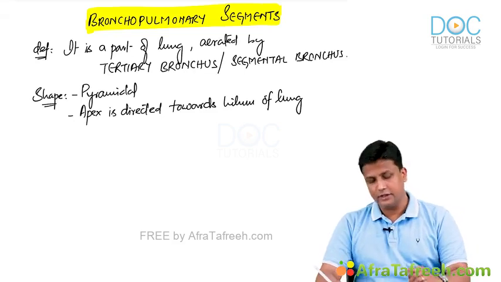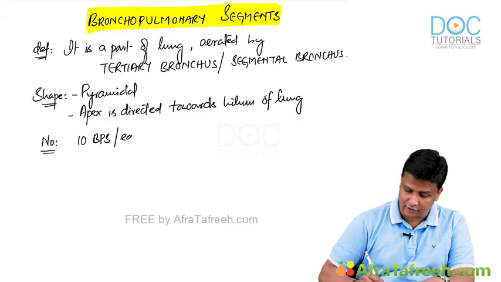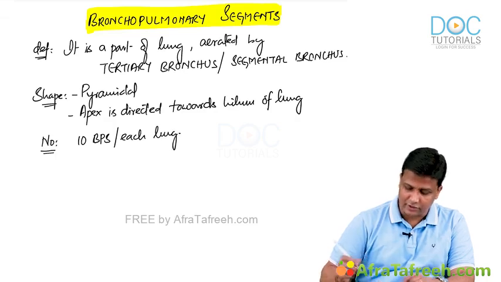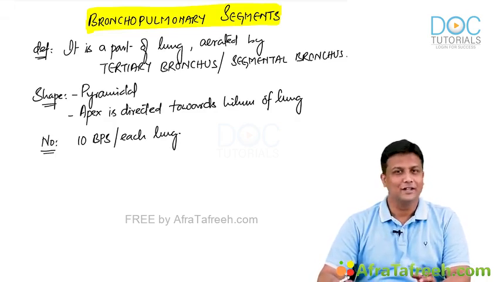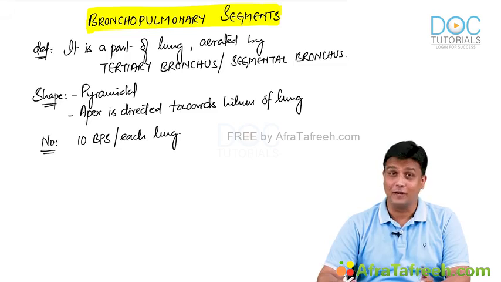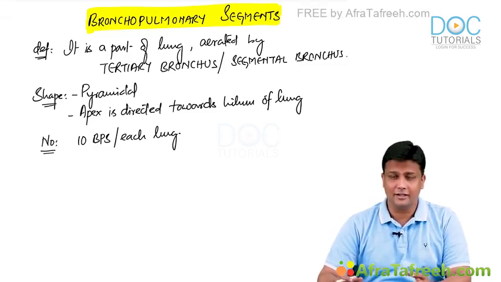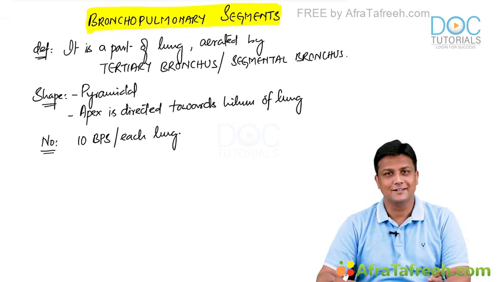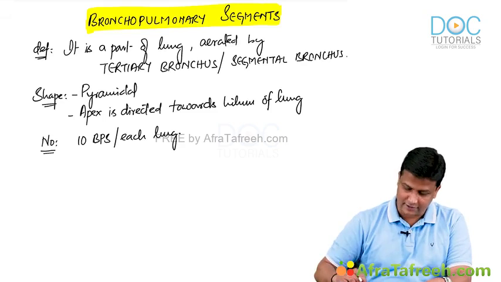Once you are comfortable with the shape, we also have to know the number: in total, how many bronchopulmonary segments do we have? We have 10 bronchopulmonary segments in each lung. The moment you know there are 10, you have to know even the names of those. And don't try to mug up the names with a mnemonic, every time an A, B, C, D mnemonic. The best way, again, follow my style here. Let's draw a diagram for this one and things will become easy, guys.